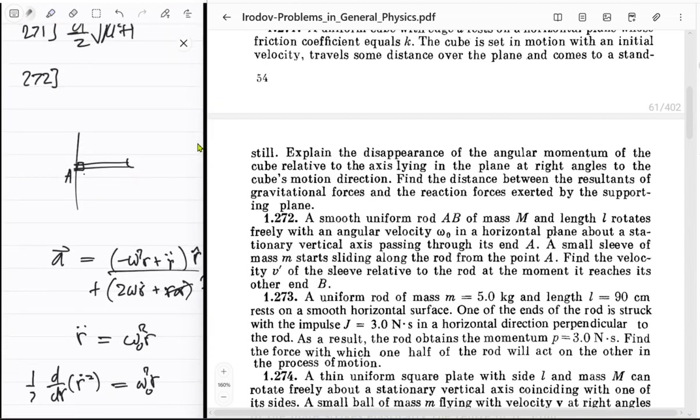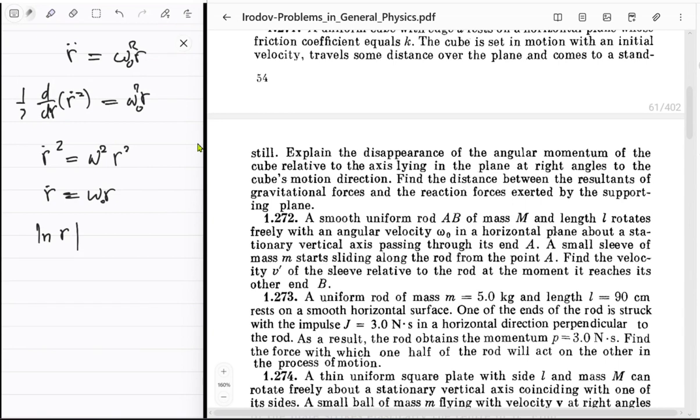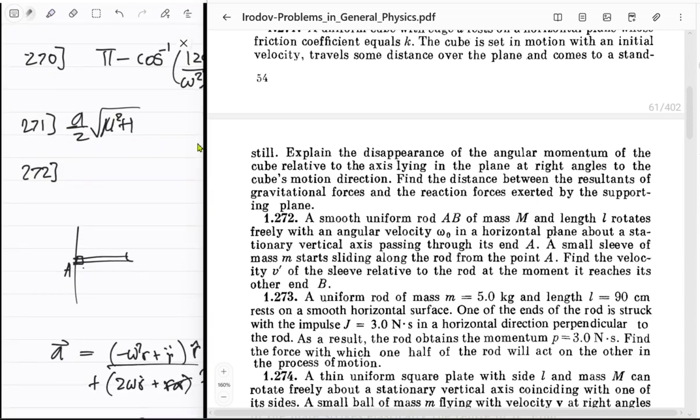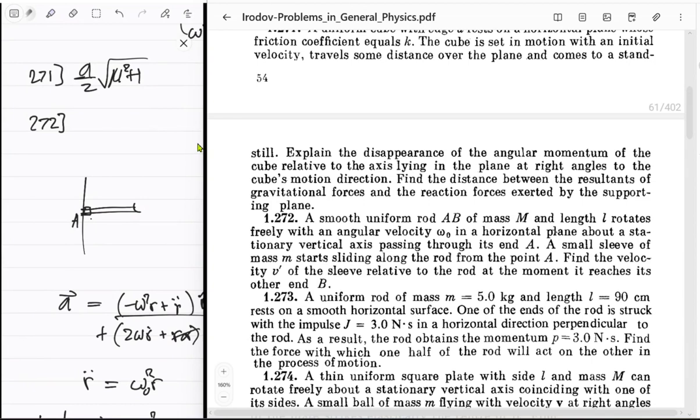Because initially it's zero. So how does this even make sense? Initially r dot should be zero, so then it should take forever to come out. It doesn't. Does that make sense? What would happen if this was, what would happen?